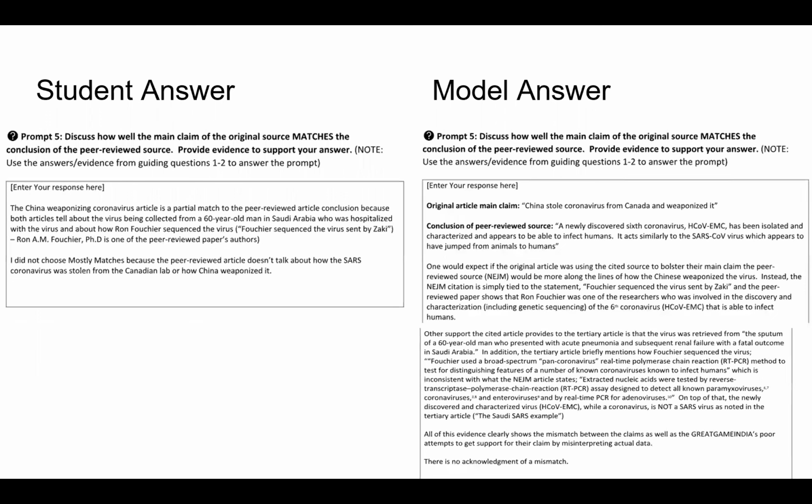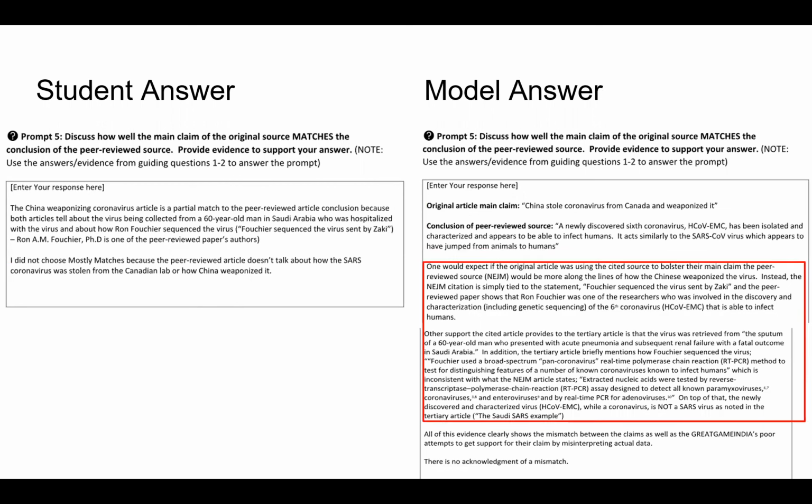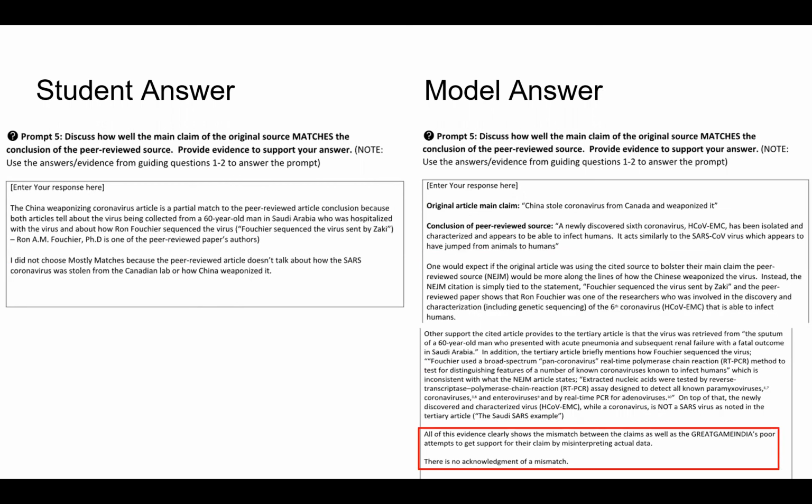Now reaching the evaluation of prompt 5, we already are aware that the student's answer is correct. However, we can also see a repetitive lack of evidence and explanation on how the answer was reached. Meanwhile, the instructor has taken the main claim and the conclusion and further analyzed the information in order to demonstrate their argument and prove that these articles mostly do not match.